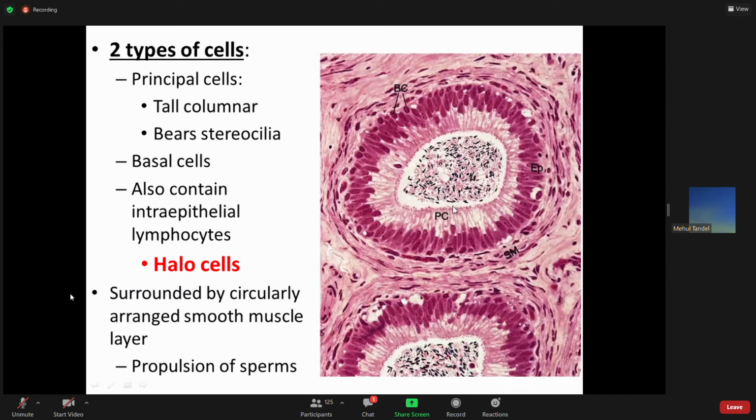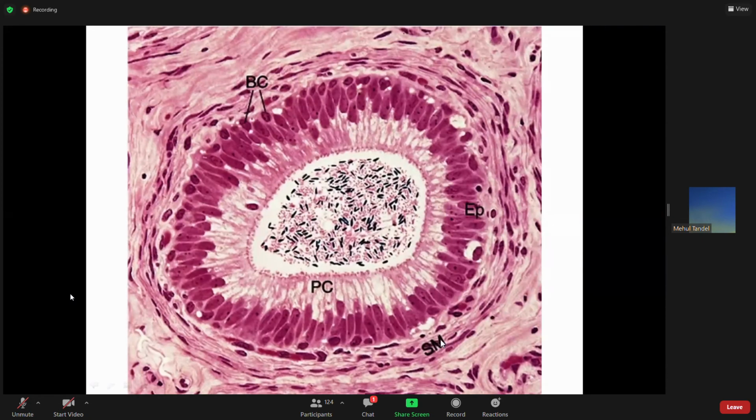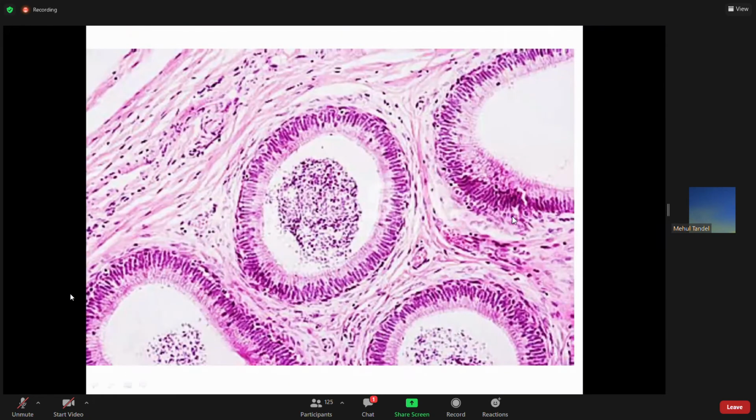You can see here a pseudostratified columnar epithelium with stereocilia, containing two cell types: principal tall columnar cells, which contain stereocilia, and short basal cells. You can see the nuclei of the short basal cells, which act as stem cells. It also contains intraepithelial lymphocytes, known as halo cells. It is surrounded by circularly arranged smooth muscle, a very thin layer, clearly seen here. So this is how it appears under the microscope.